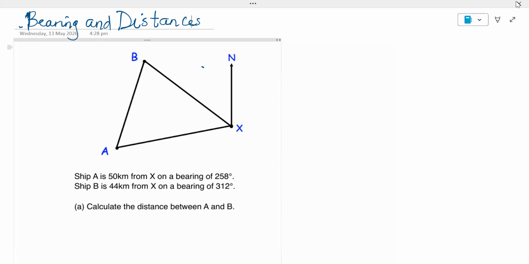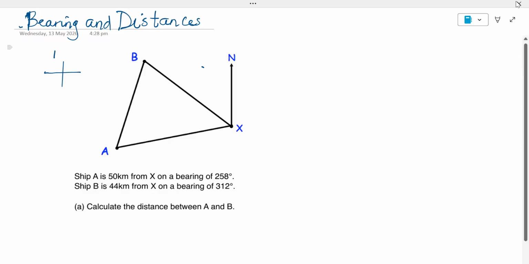Okay, so let us look at this question. We have a question given to us here. Ship A is 50 kilometers from X on a bearing of 258 degrees. Now, it's very important for us to know that anytime we're looking at bearing and distances, we have the north, we have the south, we have the west, and we have the east direction.